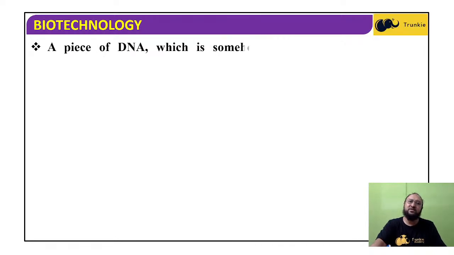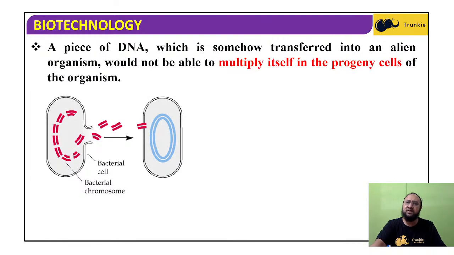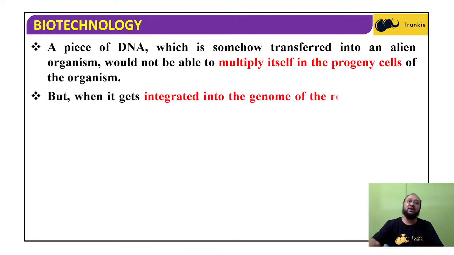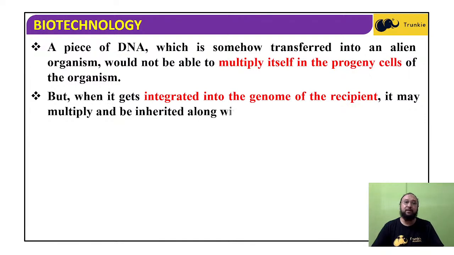Now, a piece of DNA which is somehow transferred into an alien organism would not be able to multiply itself in the progeny cells of the organism. So what do we do? Bacterial cells, and the bacterial chromosome is there. But when it gets integrated into the genome of the recipient, it may be multiplied.